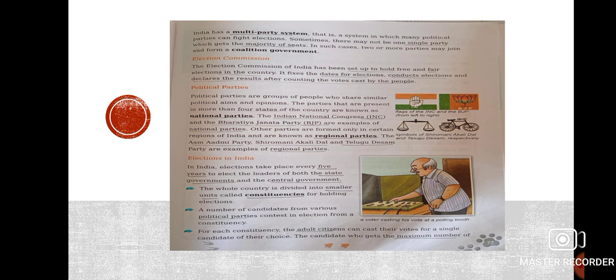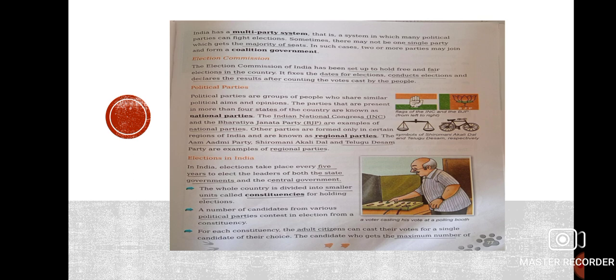Now what do you mean by political parties? Political parties are a group of people who share similar political aim and opinion. The parties that are present in more than 4 states of the country are known as national parties. The Indian National Congress, the Bharatiya Janata Party are examples of national party. Why? Because they are present in more than 4 states. Other parties are formed only in certain regions of India and are known as regional parties. The Aam Aadmi Party, Shiromani Akali Dal, Telugu Desam Party are examples of regional party.